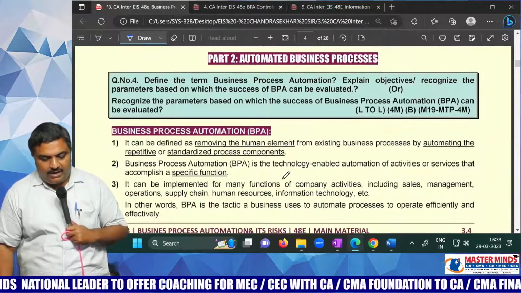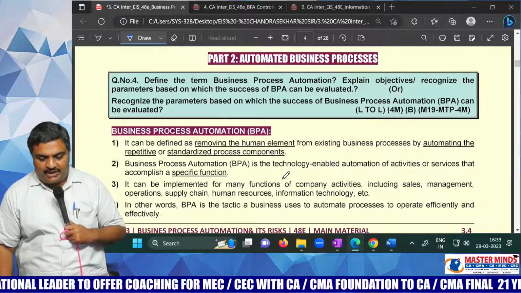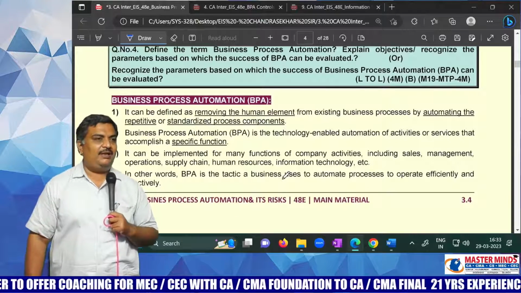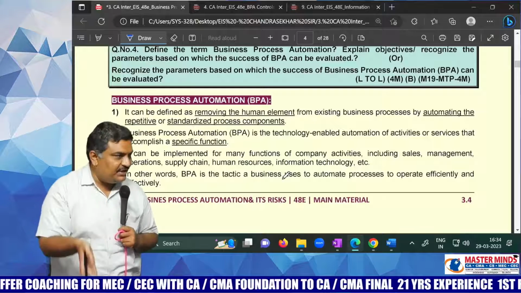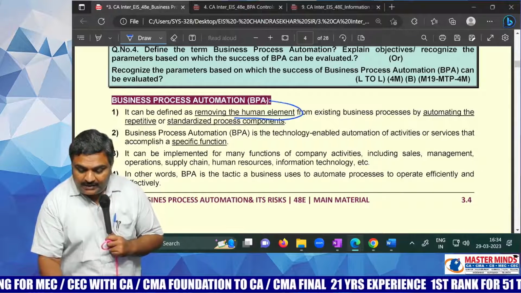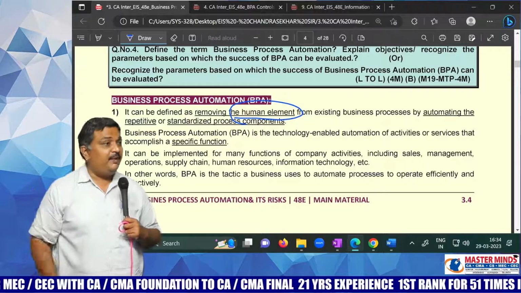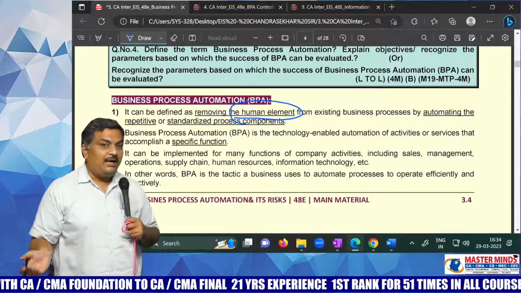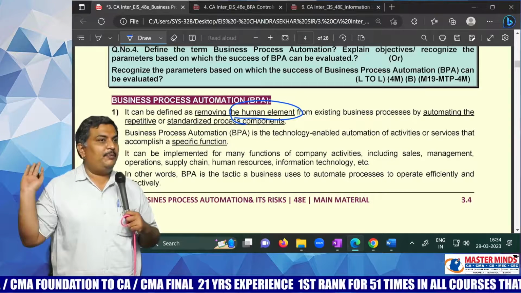Now, define the term business process automation, explain objectives or recognize the parameters. What is business process automation? In the name itself there is automation. That means remove the human element. Remove the humans. Why? These people don't listen, no? That is the problem. Be polite. He will not be polite with them.